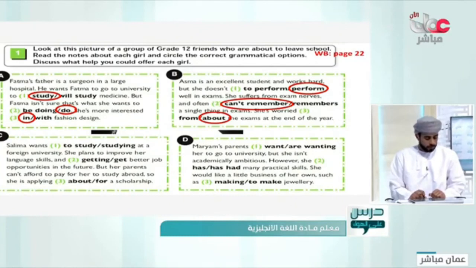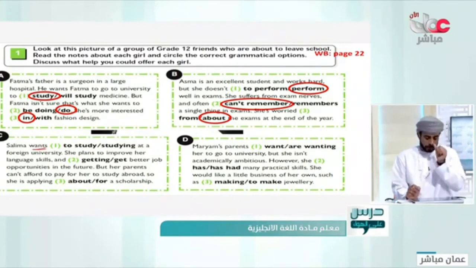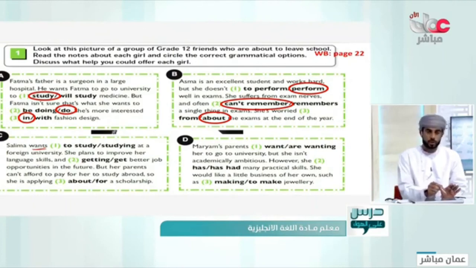Salima went to study or studying. Of course, we have a verb in here, okay? So she wants to study. What's the difference between studying and to study? Studying is something that maybe sometimes you do, but to, you are wishing to do. So in here it says that to study, she wished to study. She is not studying, but she wants to study.